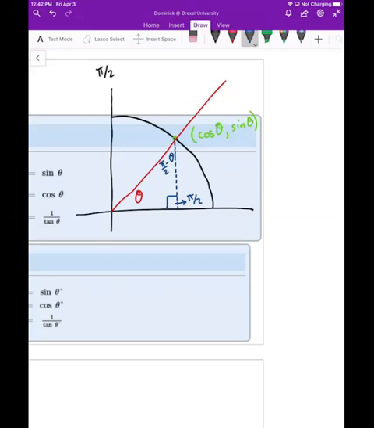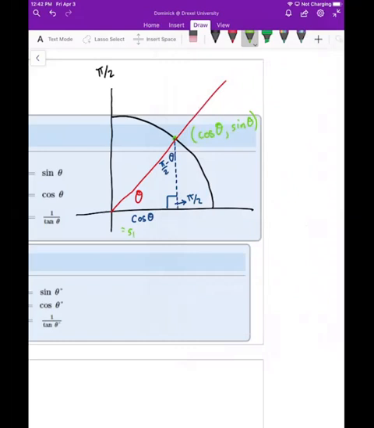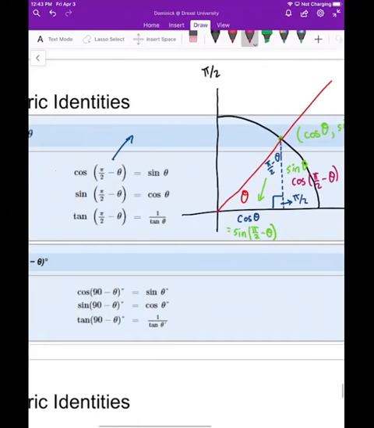Now, this side is cosine of theta, but it's also sine of pi over 2 minus theta, right? Because it's also opposite this angle here. Now, this side is sine of theta, but it's also cosine of pi over 2 minus theta, right? So that's where these identities are coming from, right? So you sort of switch the fact that you have sine and cosine there, right?